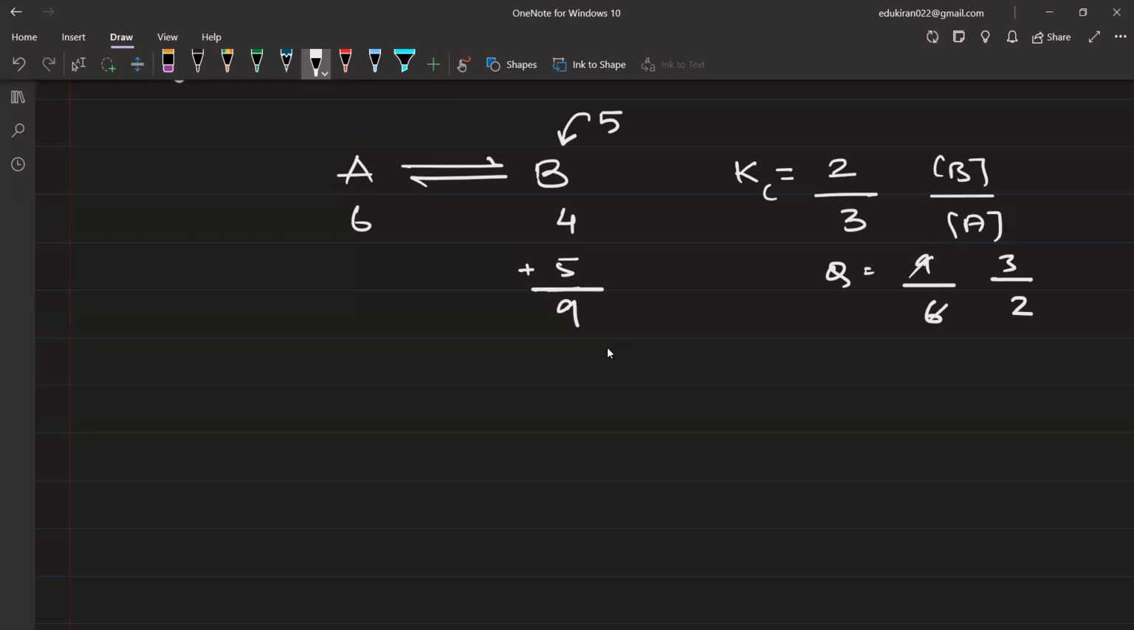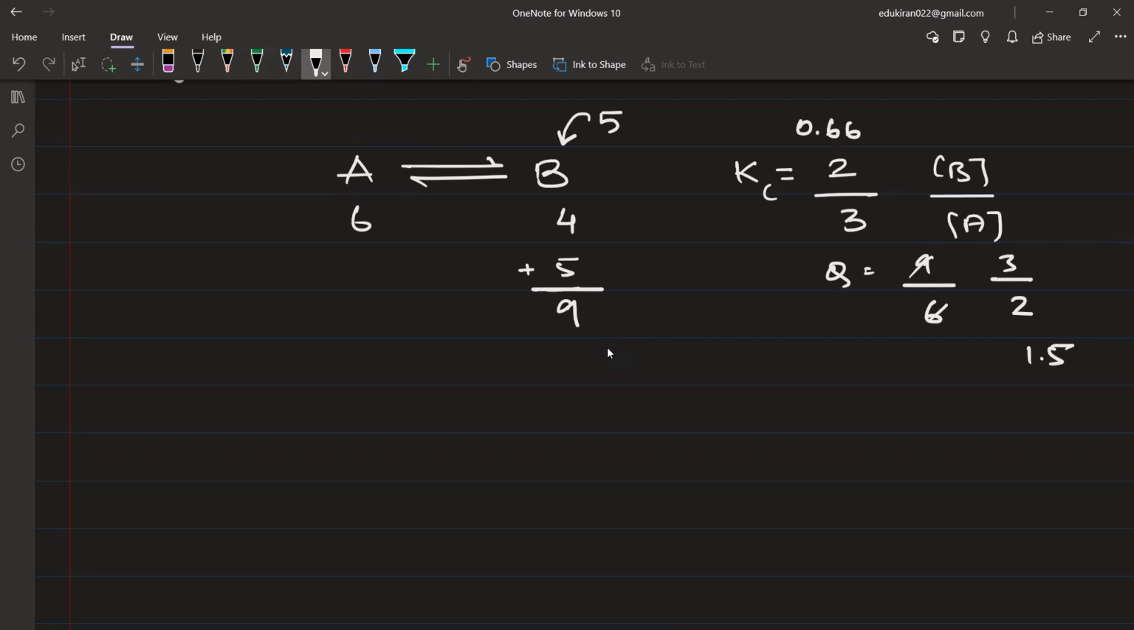Now you tell me what is going to happen. Forward reaction or backward reaction, look at Q and tell me. What is going to happen? Kc is equal to how much? 2/3, right? And this is 3/2. Will it be forward reaction or backward reaction? This is 0.66, and this is 1.5. Just tell me, forward reaction or backward reaction? Backward. Backward reaction, right?